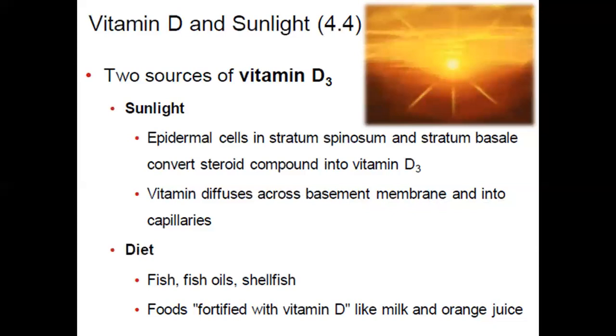There's also milk and orange juice that can be fortified with vitamin D. Some tuna is really high in vitamin D, like canned tuna. You can look on certain cans and find vitamin D listed on their food labels. Milk is often fortified with both calcium and vitamin D, because vitamin D is necessary to get calcium absorbed from where you eat it into your body.